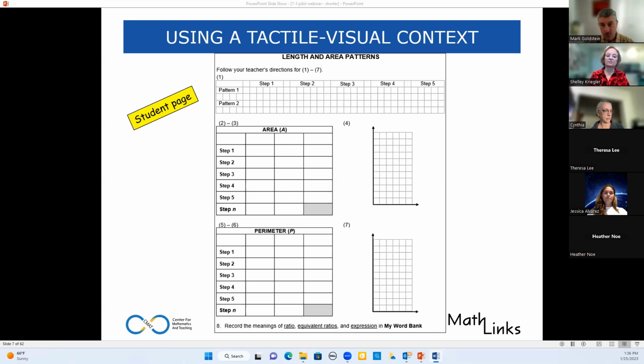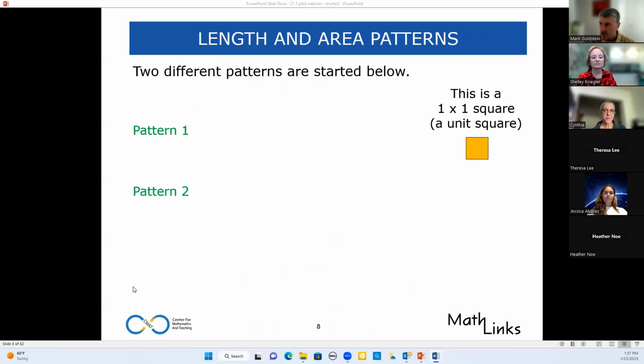So you're looking at a student page right now. It offers structure for students to jump right into doing the mathematics that you'll present to them. So here are some tidbits of what the students will be presented with. So take a look at the first 3 steps of these 2 patterns.